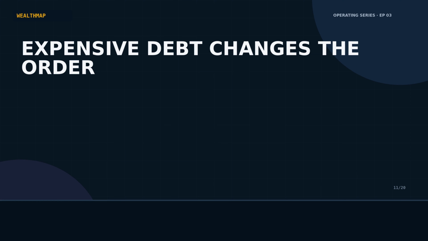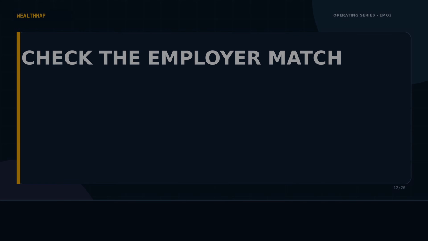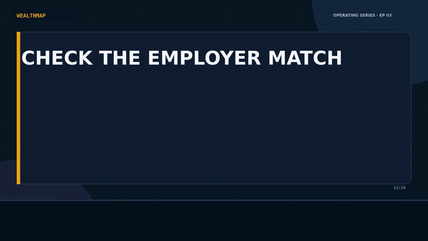High-interest credit card debt usually moves ahead of ordinary investing after a usable cash floor exists. Keep every required minimum current, then direct extra payments to the costliest rate. One exception can matter: an employer retirement match. Verify the match, vesting schedule, contribution limit, and plan rules before comparing it with extra debt payments.